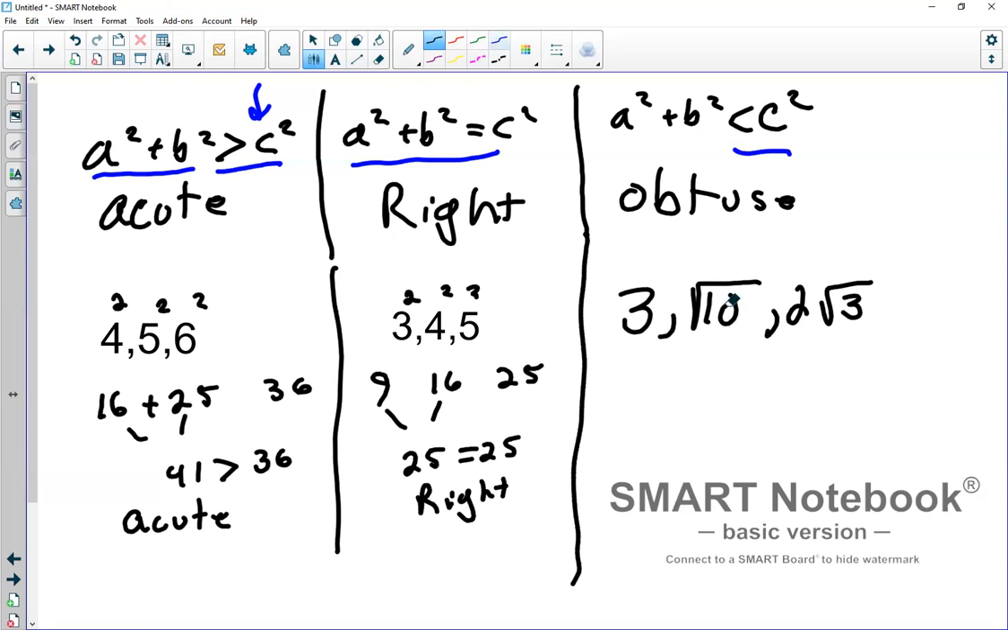Now, this one is the one you actually have to pay attention to. This is the tough one that you don't know how to do unless you know how to do it. So over here, we have 3 square root of 10 and 2 square root of 3. Again, before we even start, I don't know which one's the biggest or smallest here, so I'm going to square all of them.